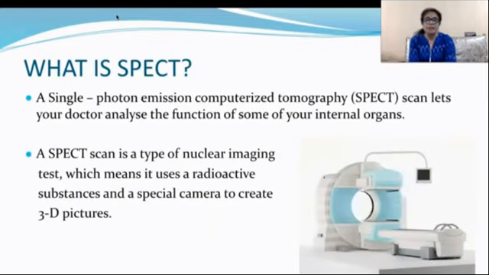What is SPECT? A single photon emission computed tomography scan lets your doctor analyze the function of some of your internal organs. A SPECT scan is a type of nuclear imaging test, which means it uses a radioactive substance and has a special camera to create 3D pictures.